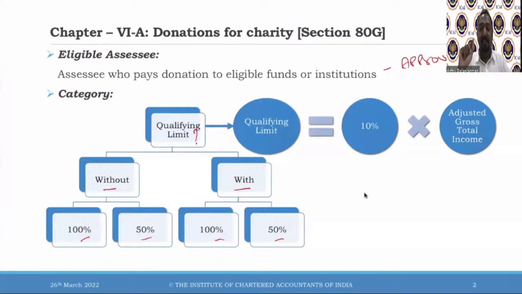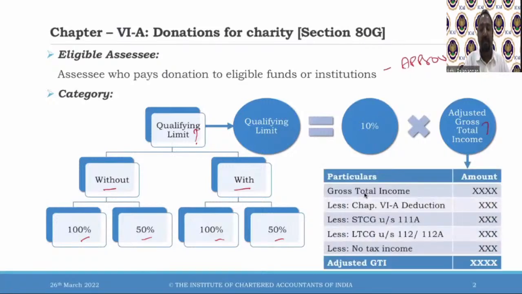Now the next question in the mind is, what is adjusted gross total income? Let's understand that. Adjusted gross total income is typically the gross total income after reducing a few things. The first thing that we're going to reduce is all chapter 6A deductions other than 80G. If there are plenty of deductions, you have 80C, you have 80D, so reduce all that. But if you have 80G, ignore that. Anything other than 80G should be reduced from chapter 6A. Every other deduction other than 80G is what should be reduced.